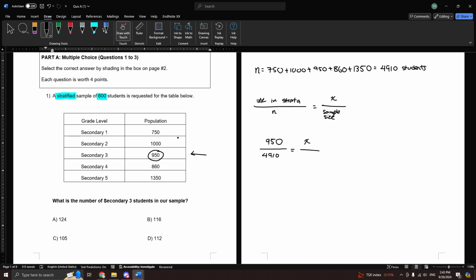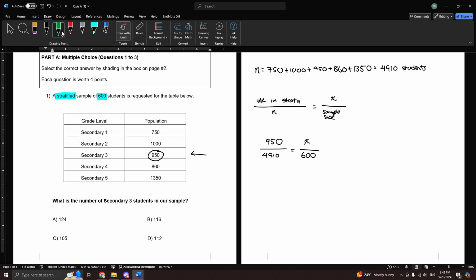It's not going to be in the table. It's going to be up here now. That's going to be in the question. It's always in the question itself. 600 students. That's going to go right here. So remember, number in the strata, that's going to be in the table. N, that's what we're going to calculate right away. And our sample size is in the question.